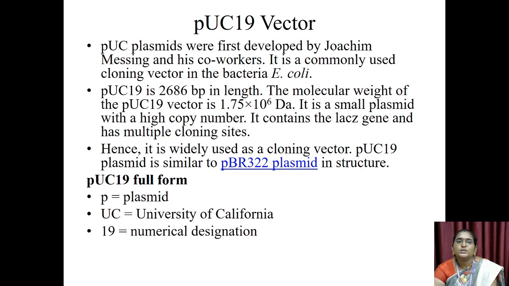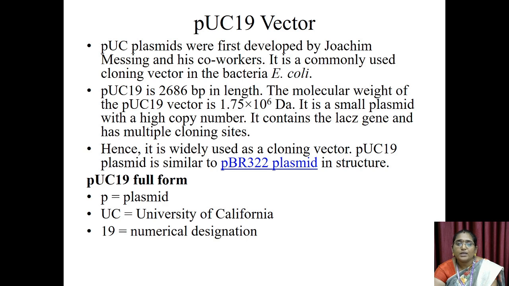Next one is the pUC19 vector. pUC plasmids were first developed by Joachim Messing and his co-workers. It's a commonly used cloning vector in the bacteria E. coli. pUC19 is 2686 base pairs in length.